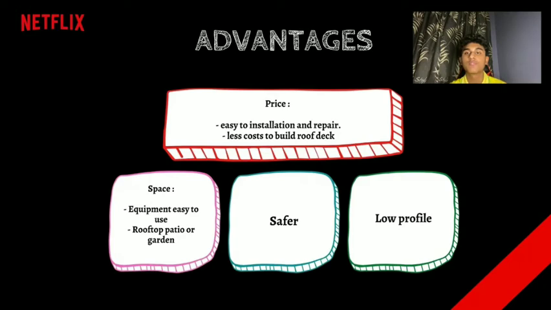So here comes the first one, which is price. It is because flat roof material often comes in large rolls, while residential roofing materials such as asphalt shingles come in small sheets. It takes less time to install a flat roof system. As you can see here is the example of the stated material.